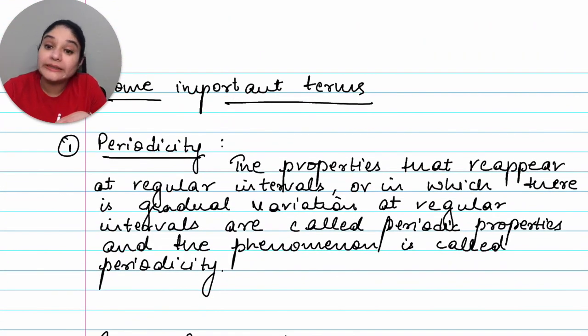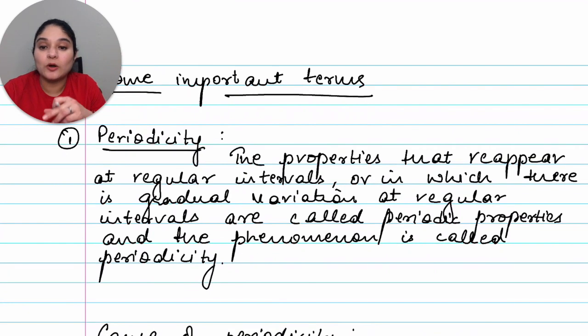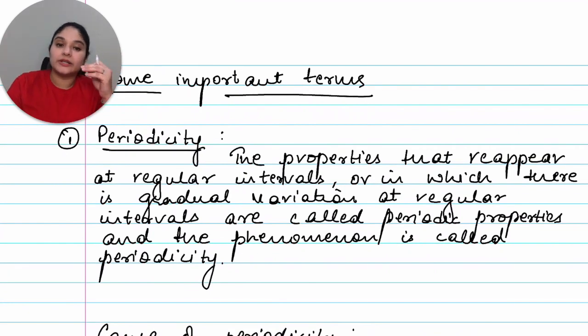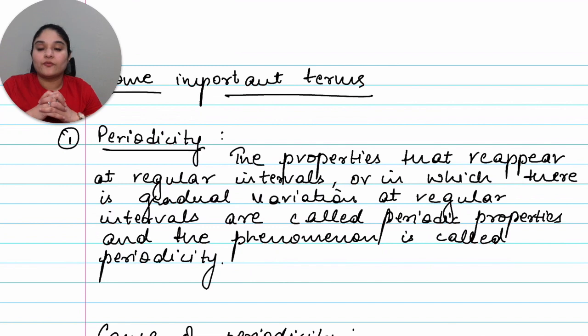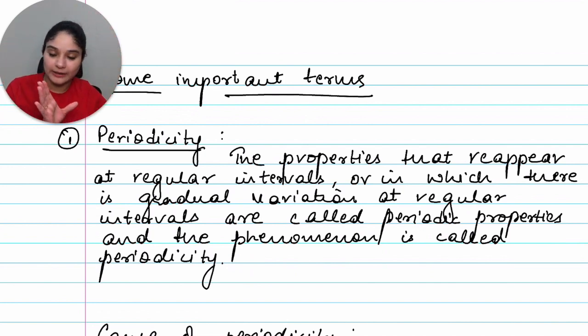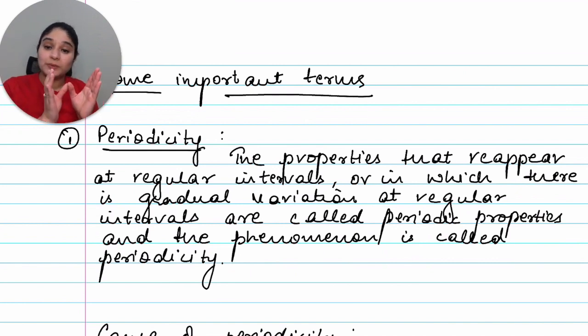Now some important terms. Okay, let's talk about periodicity. As I told you, when we talk about anything that has a periodic function, that means that particular function is being repeated at a particular period of time. So after a set of time has passed, the entire thing will get repeated. And this particular phenomenon in which the periodic function is being repeated is called periodicity.